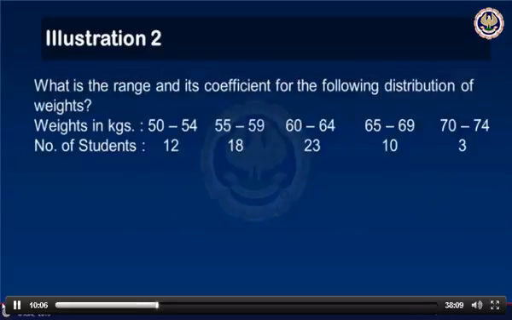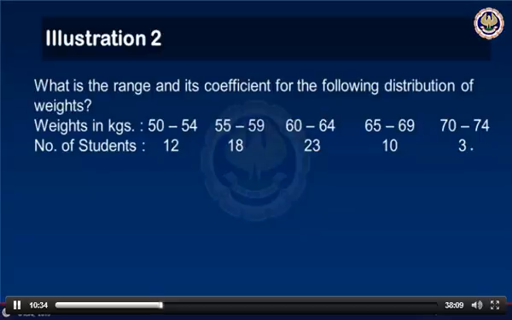Now coming to illustration number 2: what is the range and its coefficient of range for the following distribution of weights? Weights in kgs are 50 to 54, 55 to 59, 60 to 64, 65 to 69, 70 to 74, and the respective numbers of students are 12, 18, 23, 10 and 3. Now this is the case of grouped data.